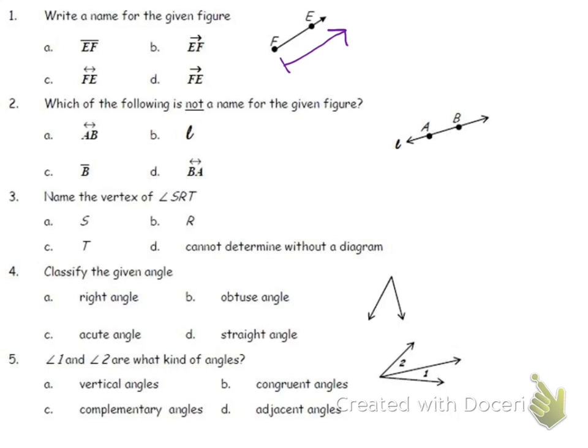So when we have a ray, we have our beginning point that we start at, and then the arrow is going to be above the other point. So if I look here, I want to start at F and go through E. So I'm going to call that ray FE.